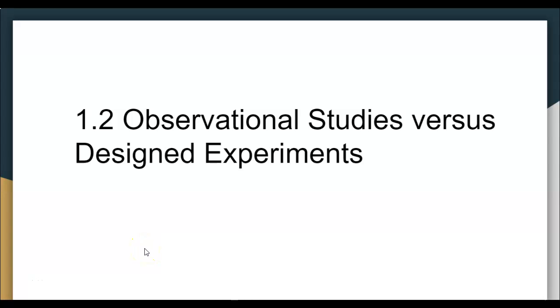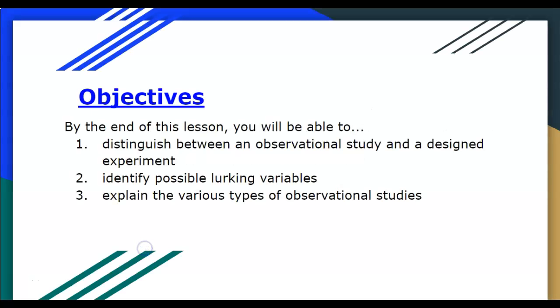Welcome to section 2 of chapter 1, which is all about observational studies versus design experiments. In this lesson, you should be able to distinguish between an observational study and a design experiment, identify possible lurking variables, and explain the various types of observational studies.